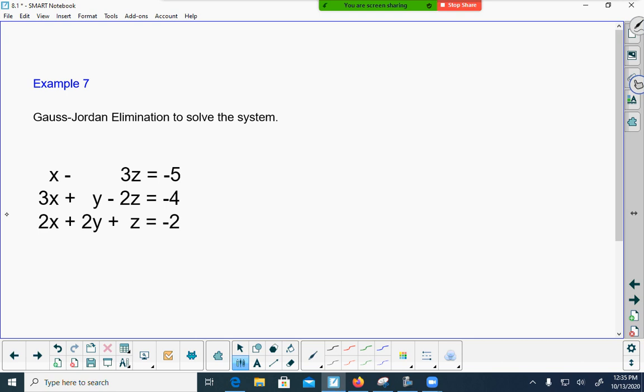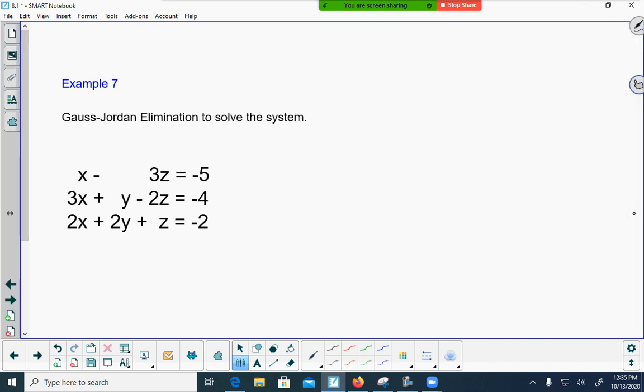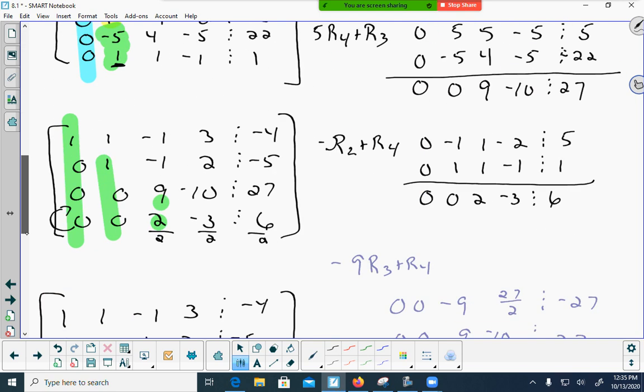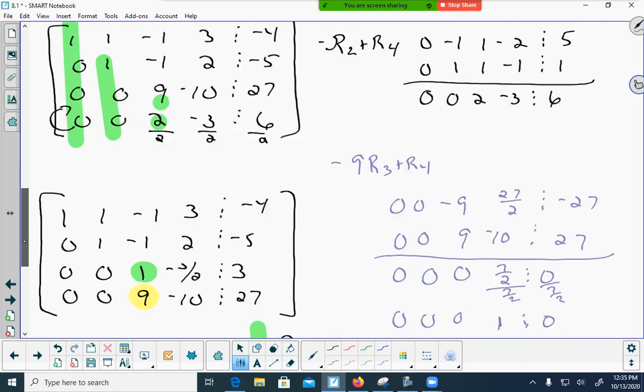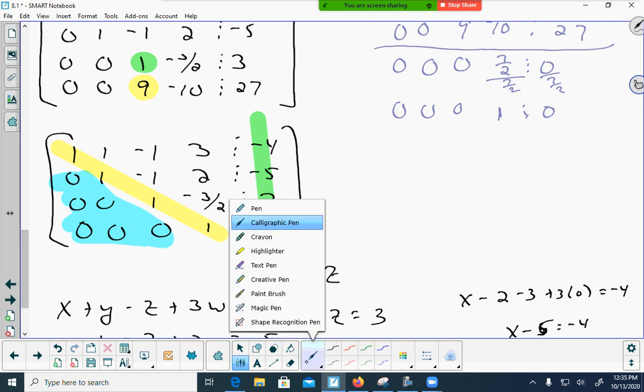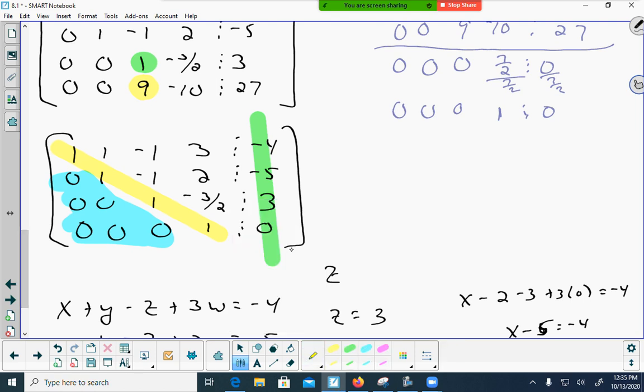Okay, the last one says Gauss-Jordan elimination, which means you're not going to do the back substitution. You're going to put it in reduced row echelon form. Which means, see here when I stopped, when I got all those zeros, right here. Now for this one, we're going to have to go through the process of making all these appear zeros as well.